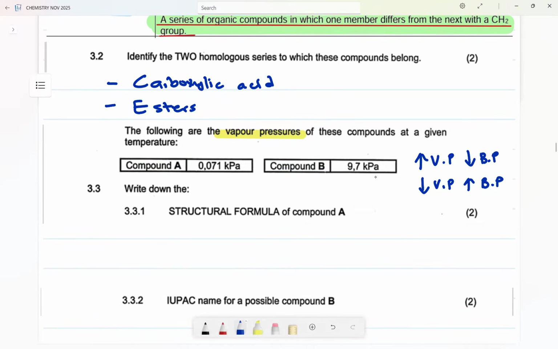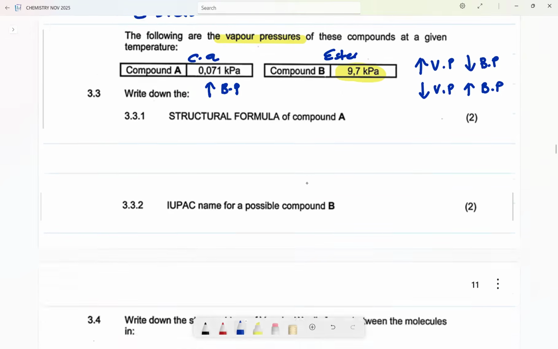So in this case, compound A has 0.071 kPa and compound B has this one. Can you see that this one has the lowest vapor pressure? So if this has the lowest vapor pressure, it means it has the highest boiling point. So compound A, if it has the highest boiling point, fits to be a carboxylic acid, then this one will be an ester. Okay, yes. So if A is a carboxylic acid, now it's fine.